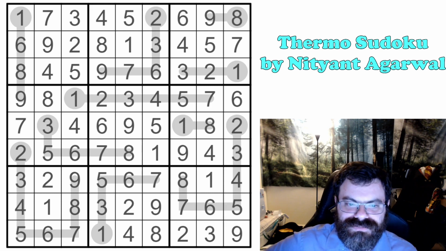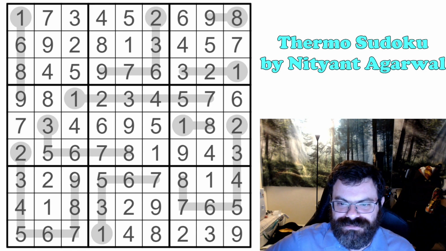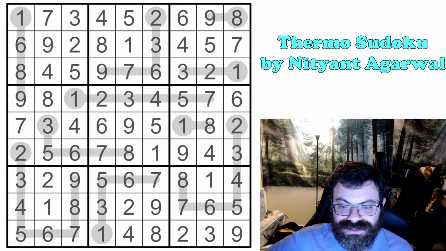I should have realized there would be some kind of X-wing much earlier. I think I've actually solved other Thermo Sudokus that create very similar X-wings, and I just didn't look for it soon enough. But getting that X-wing, it still was quite difficult afterwards, and then the ending was fun. I had to do some coloring.